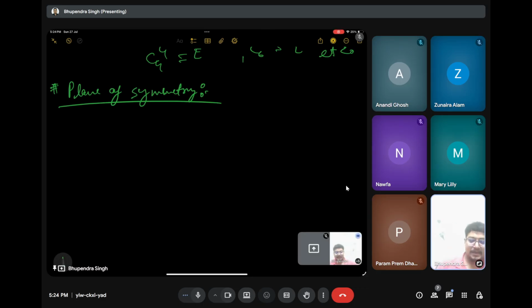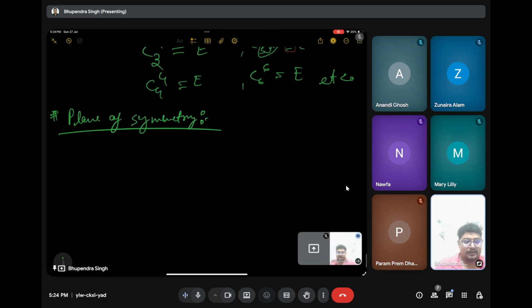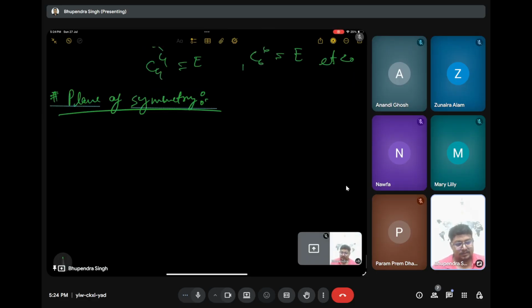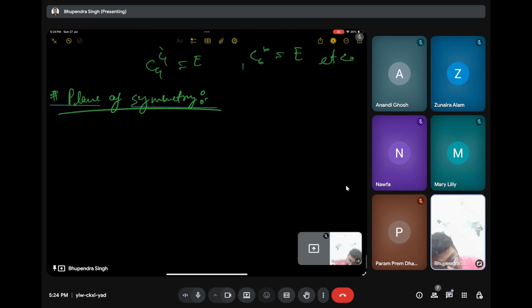So basically, a plane of symmetry is any imaginary plane passing through the molecule which bisects the molecule into two identical parts that are the mirror image of each other, like this. Here, same example.